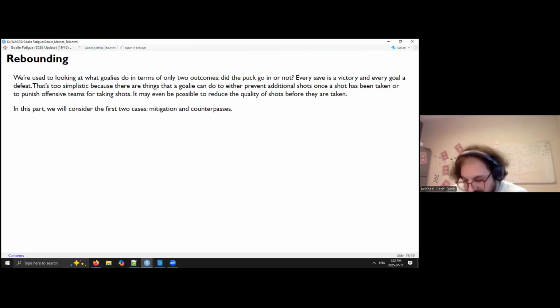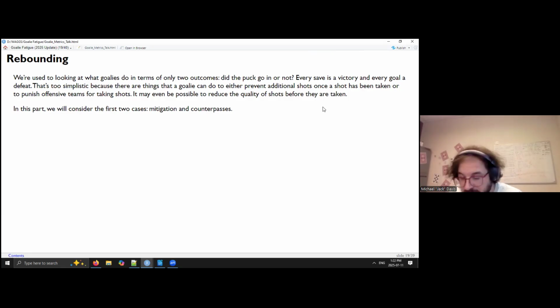Let's look at a couple other ways that goalies can succeed or fail. So let's consider rebounding. We're used to seeing what goalies do in terms of just these two outcomes. Did the puck go in the net or not? Every save is a victory, every goal is a defeat. I think that's a little simplistic, because there are things goalies can do. They can prevent additional shots once a shot has been taken. So basically, to punish an offensive team for taking shots.